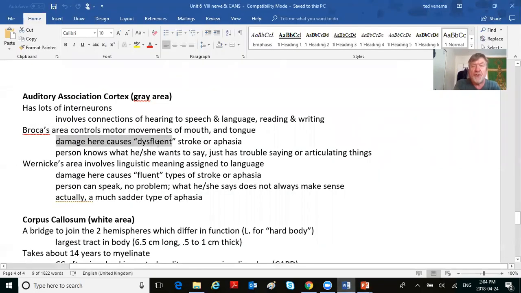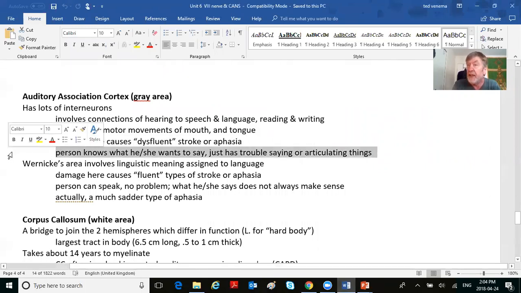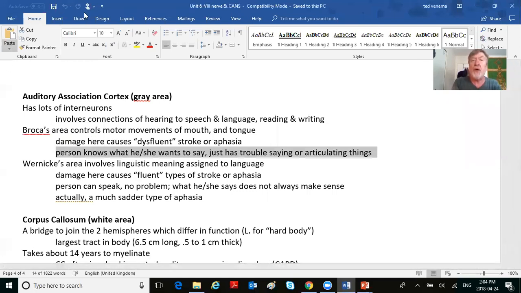Causes disfluent stroke or aphasia. The person knows what he wants to say, just has trouble motorically moving his mouth in order to move his tongue to say it. It's kind of a hard time, but he knows what he wants. Okay, he can write it down, so he knows the language, has full control of his brain, just can't control the motor movements of the mouth, so has a hard time speaking.